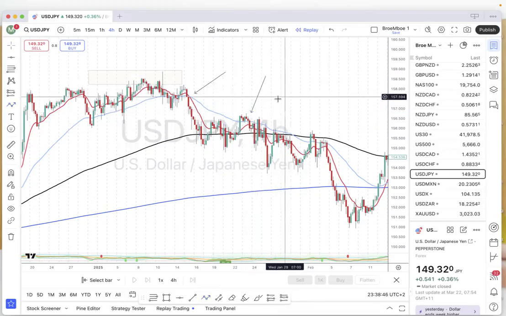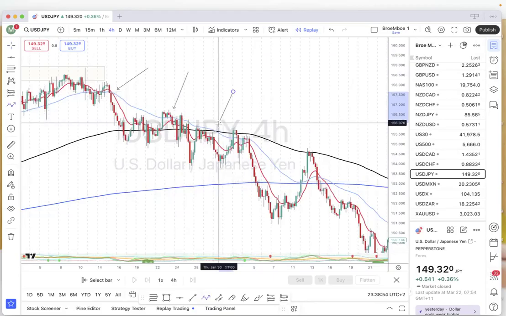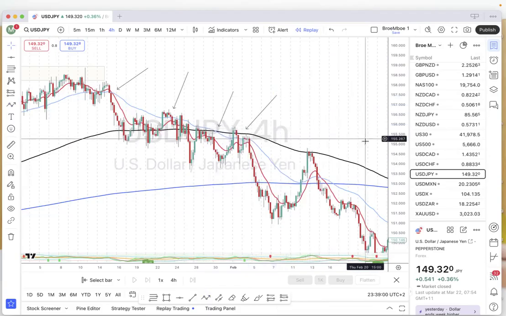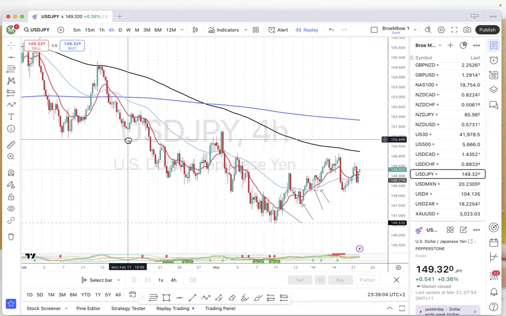Here you're waiting for the crossover to happen first, as opposed to an ID50 where you can have it even before the crossover, right? But this one, you want to see the crossover happen first, then you can take the trade. So all these are opportunities that you could have taken while the market was going down.